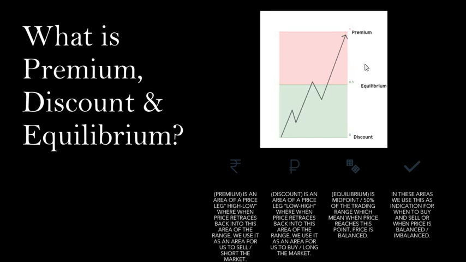And price is always seeking one of three things: to either take liquidity, fill liquidity, or balance liquidity. I want you guys to remember that. Price is either going to fill liquidity, take liquidity, or balance liquidity. Remember these. In these areas, we use this as an indication for when to buy and sell, or when price is balanced or imbalanced. When price is in premium, it's imbalanced. When price is in discount, it's imbalanced. But when price reaches equilibrium, the midpoint of the range, this is balanced price.